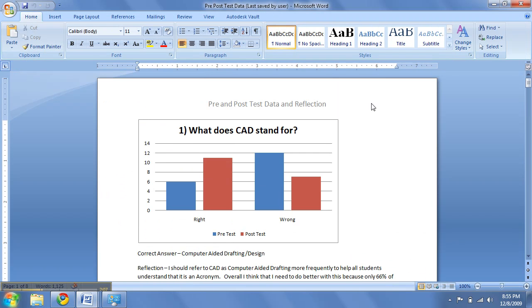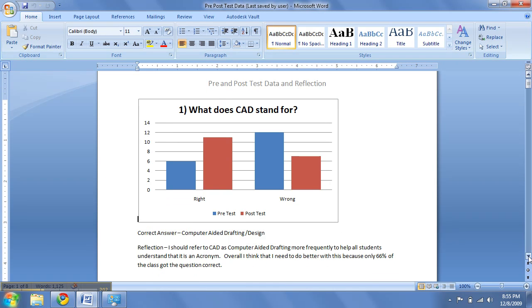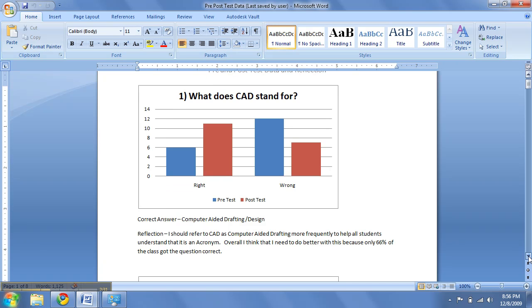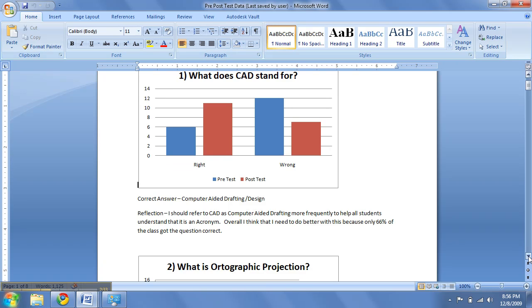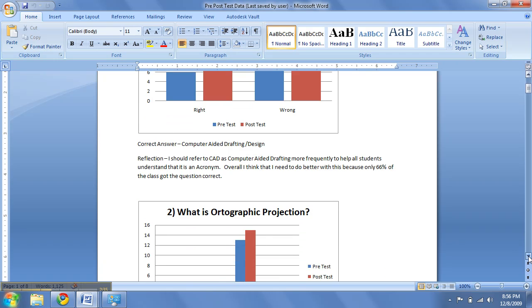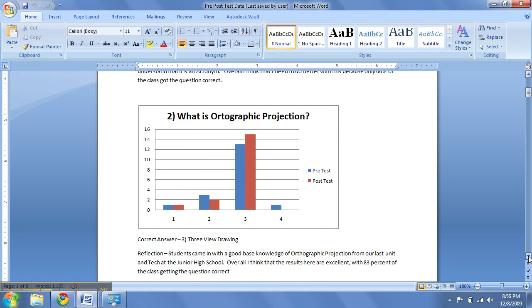My data, this is from my test. I just broke it up into basic question by question graphs. What does CAD stand for? Correct answer, computer-aided drafting. Originally, 6 students got that right. At the end, 11 students got that correct. Overall, I think that I needed to talk more about what CAD stood for, refer to it as computer-aided drafting more.